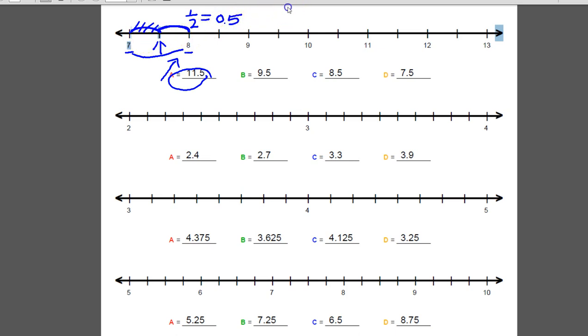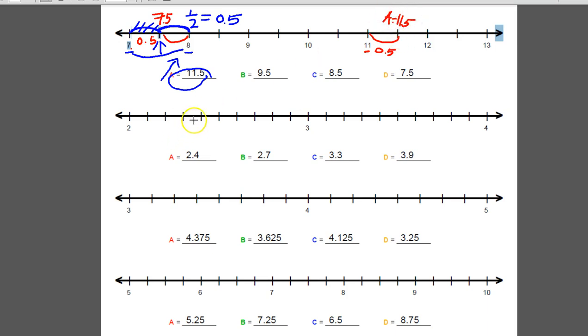And therefore, each of these gaps is 0.5. So now if we add 0.5 to 7, this point will be 7.5. And then if we add another 0.5, that will be 8. So that's correct. Now for the first point A, you need to figure out where 11.5 is. Obviously, you go to 11, and then we know every gap is 0.5. Therefore, 11.5 is going to be here. So this is point A.